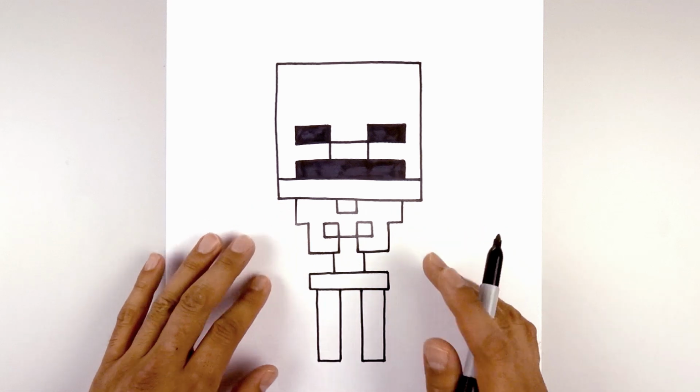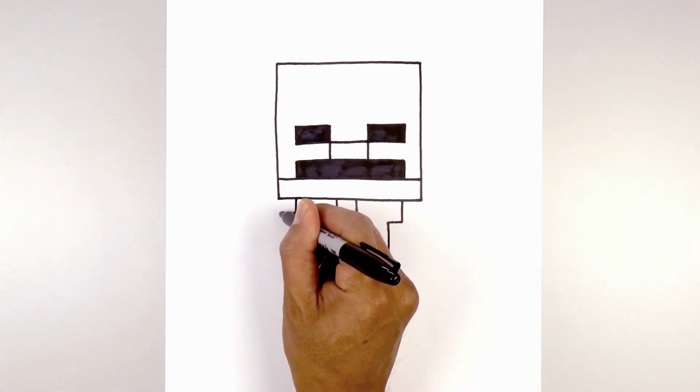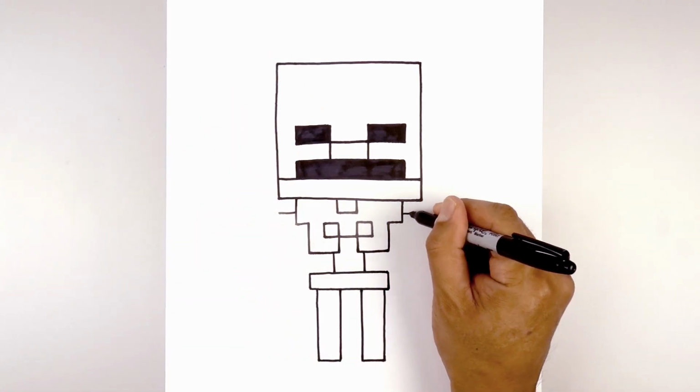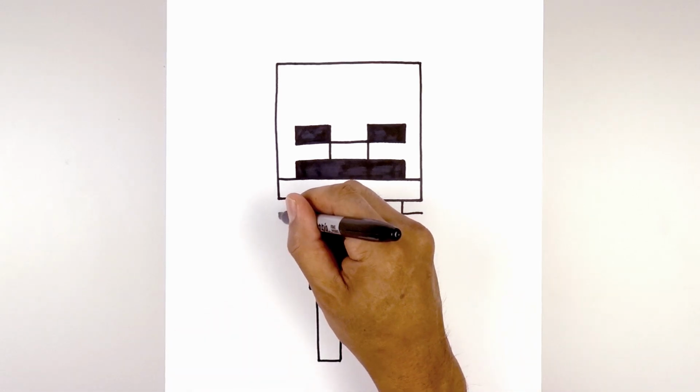Now we're going to move back up and draw on the arms. About halfway down the side of the rib cage, draw a straight line going out to line up with the side of the head on both sides. And then from the outside, we're going to draw a straight line coming down, lining up with the top of the hip.